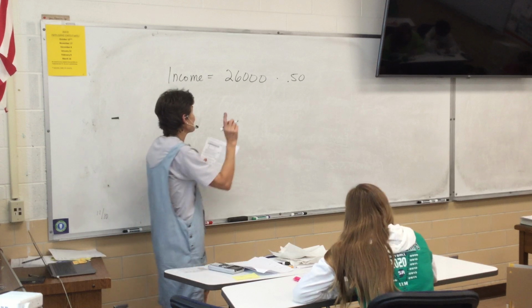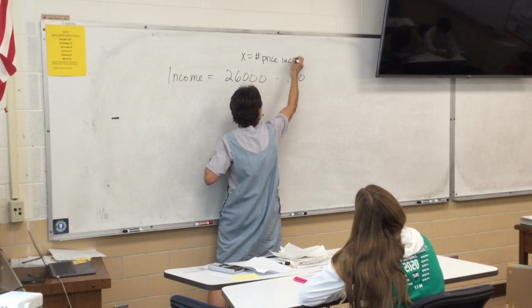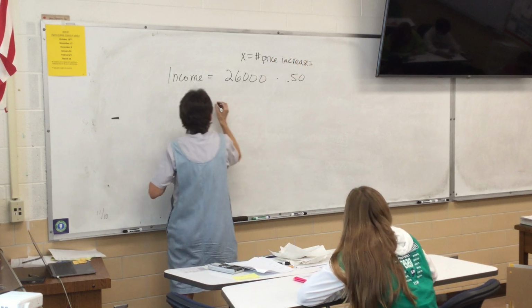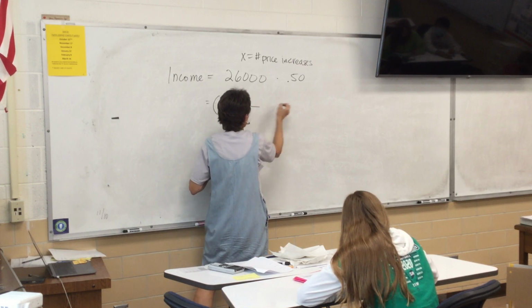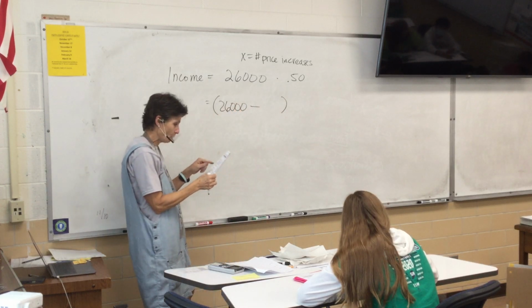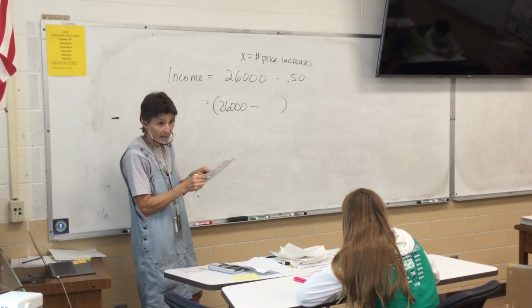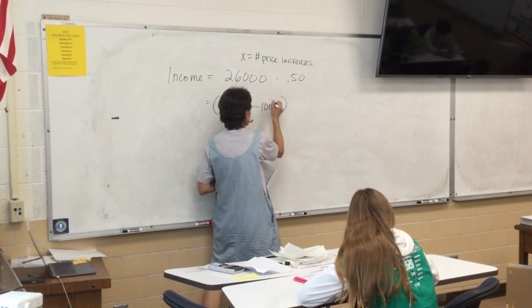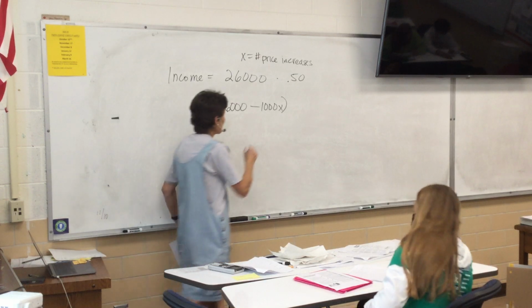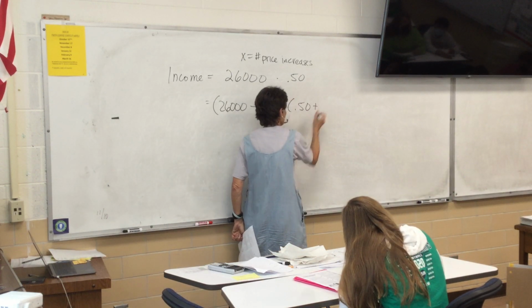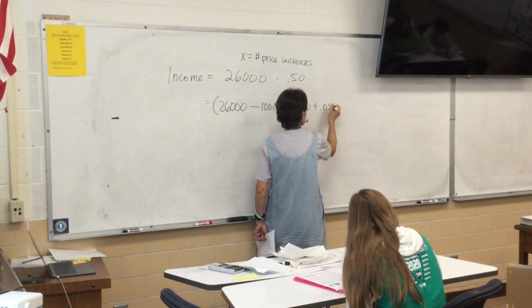Well, I'm going to increase the price. And what's going to happen when I increase the price? What's going to happen to this 26,000? It's going to go down. How much is it going to go down by? 1,000 cans for every change. So that will be 1,000 X. X is the number of changes. Now, what's going to happen to that original 50 cents? It's going to go up in increments of 5 cents.